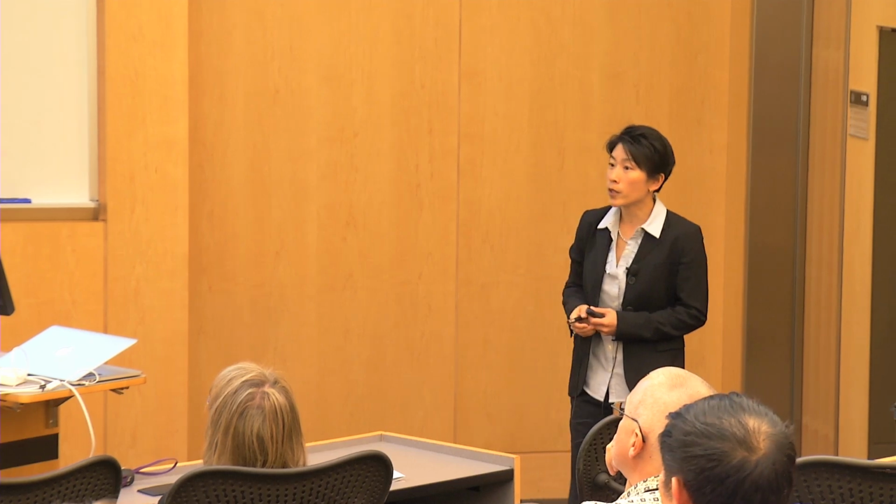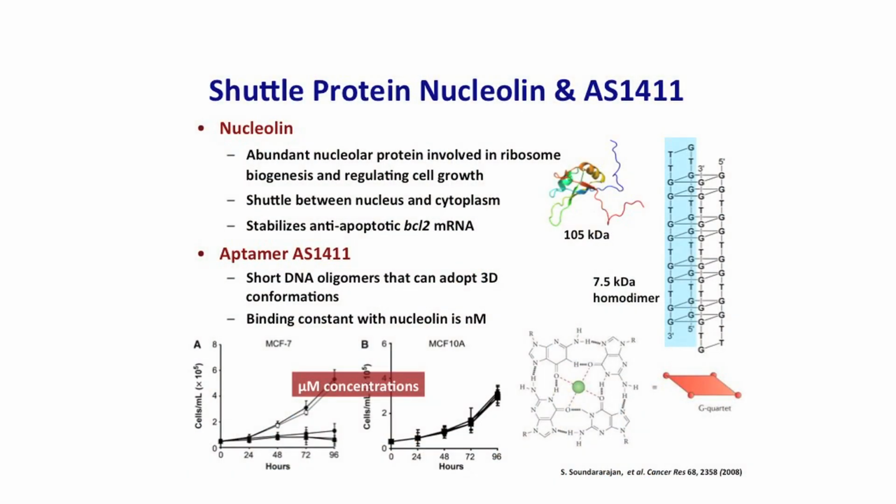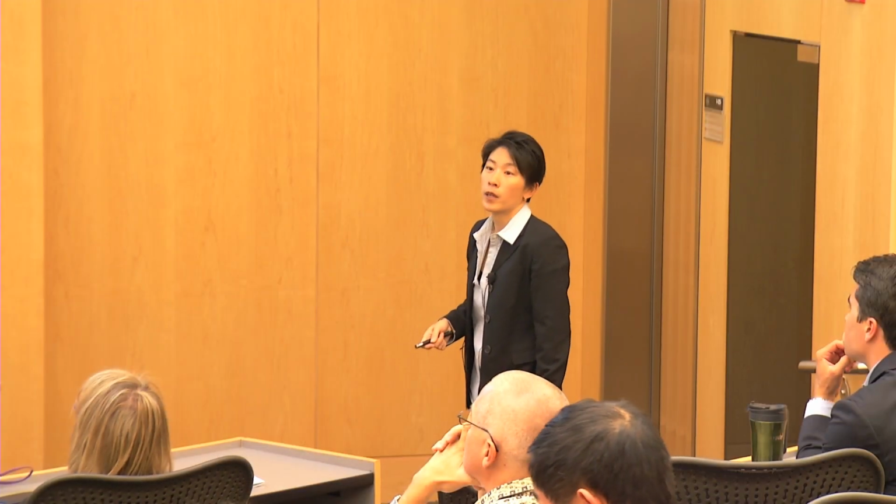Okay, so this is the protein that we're interested in. This is the shuttle protein. It's called nucleolin. It's 105 kilodaltons. So in normal cells, it's abundant in the nucleolus, and it's involved in ribosome biogenesis and regulating cell growth. It turns out it has a range of different functions, and so all you have to do is disrupt one of its functions for it to be useful as a cancer target. What it also does is it shuttles between the nucleus and the cytoplasm, transporting cargo via the nuclear pore complex. And in normal cells, it also stabilizes anti-apoptotic Bcl-2 mRNA.